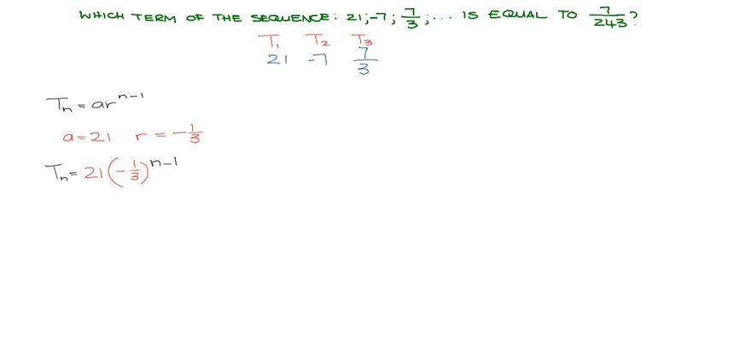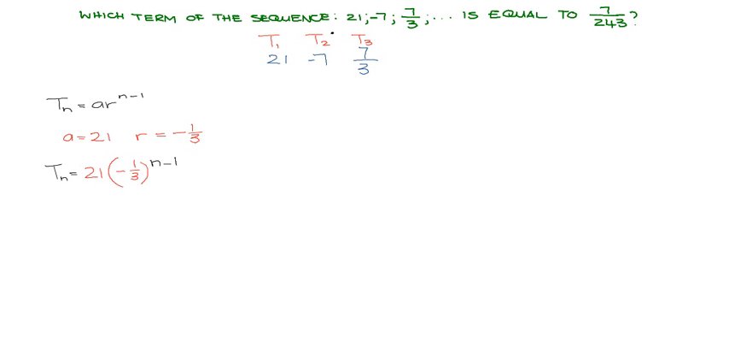Alright, so now we have assumed that 21 times negative 1/3 to the power of n minus 1 is our general nth term. The reason why I say we assume is because we actually haven't tested it. Let's do that before we go anyway. Now let's look at this. I'm going to choose the second term, just because the third term is a fraction, although we could do either one.